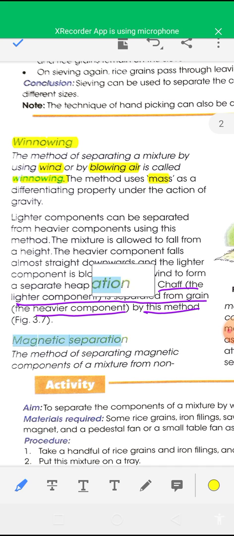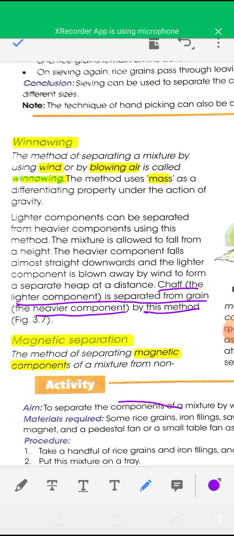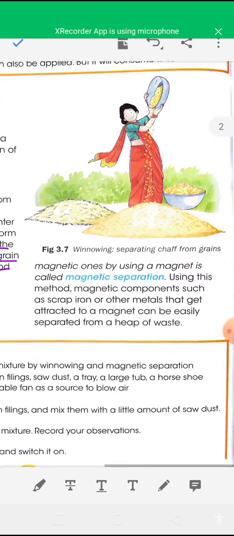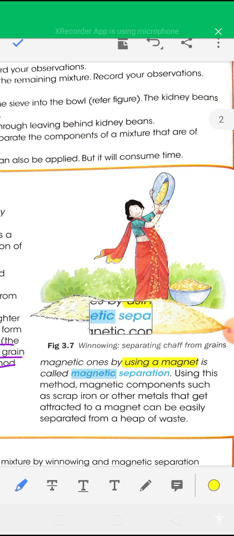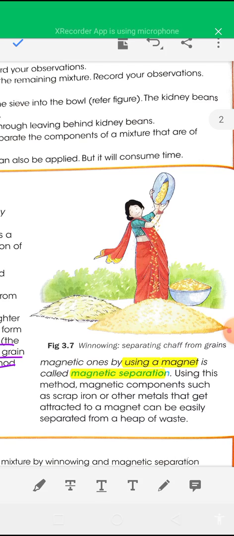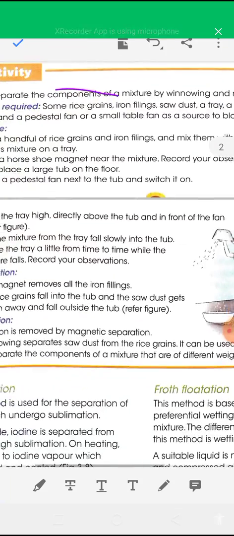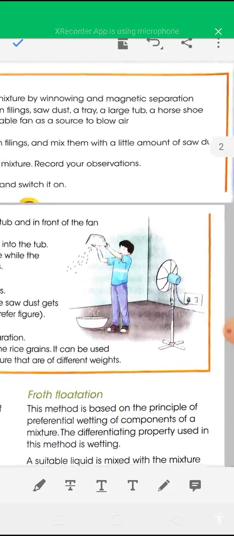Next method is magnetic separation. Magnetic separation, using a magnet. Okay, so the method of separating the magnetic component of a mixture from the non-magnetic component using a magnet is called magnetic separation. Using this method you can separate magnetic components such as iron scrap or other metals that get attracted by a magnet, which can be easily separated from a heap of waste. So using this method you can separate a mixture of iron and sand. This is the application of this method.